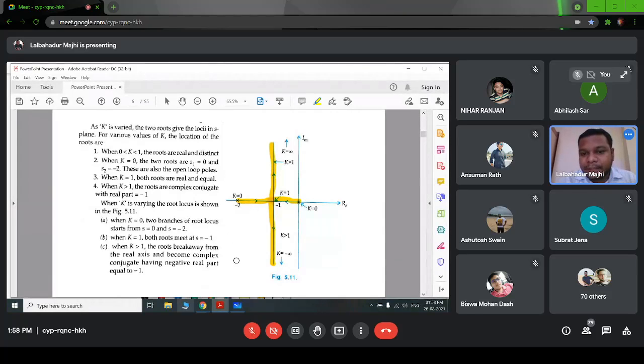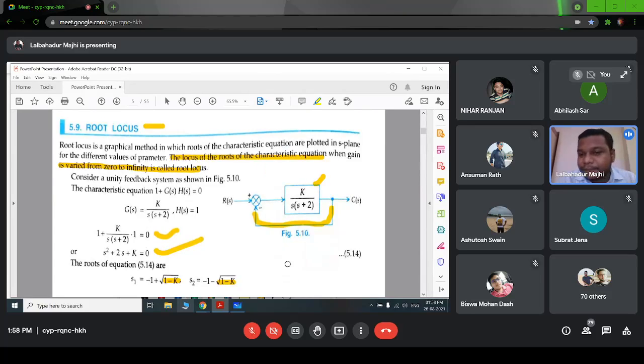So you can see here, when the value of k equal to 0, our roots are 0 and minus 2, right? From here we can also see that the poles of the open loop system are 0 and minus 2. Clear? So for k equal to 0, we have two roots equal to the poles of the open loop transfer function.